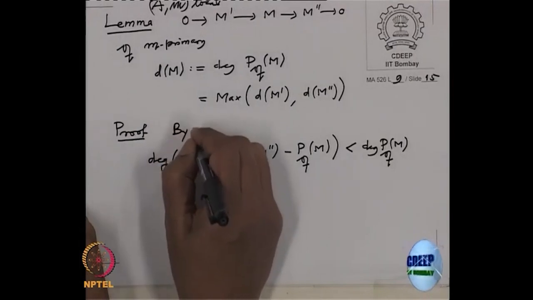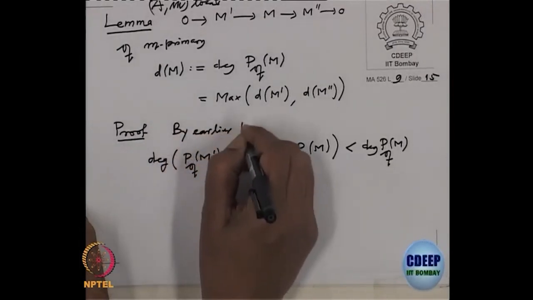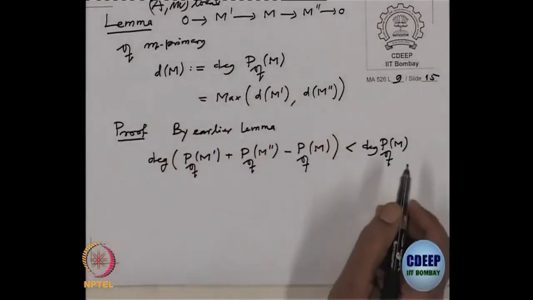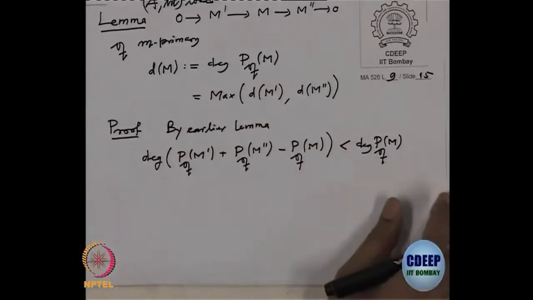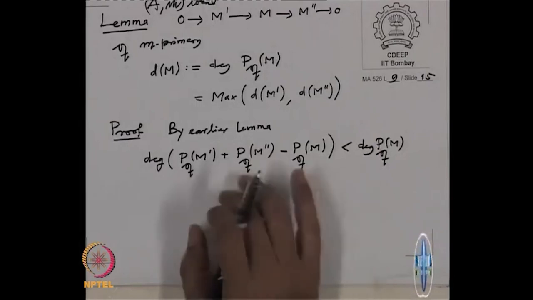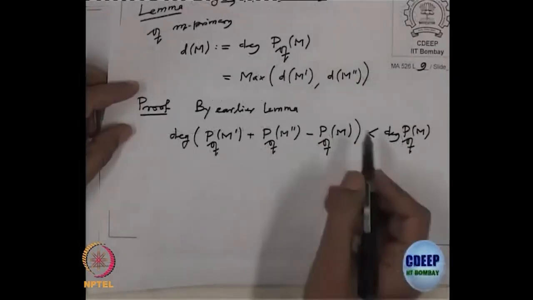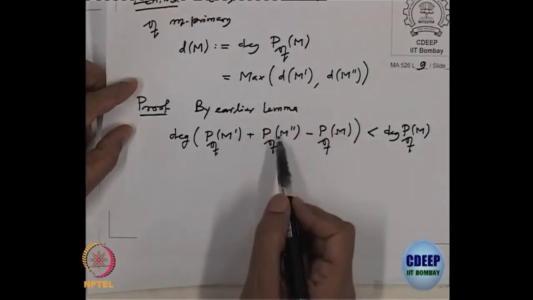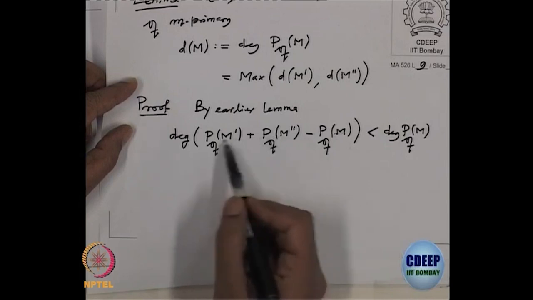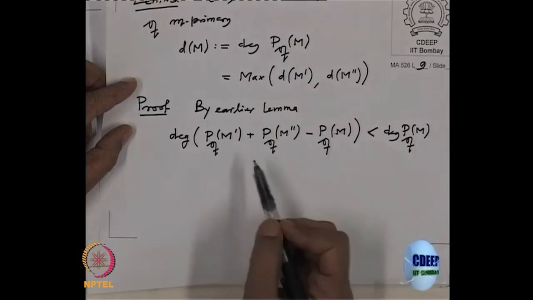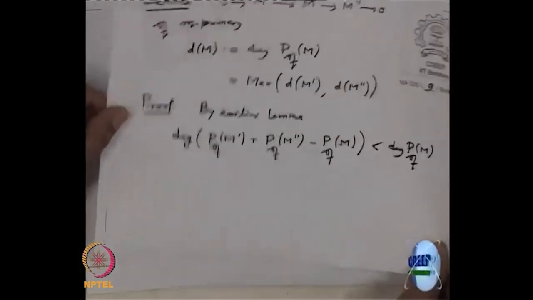By the earlier lemma, the assertion is clear, because the degree will be the maximum of one of them, otherwise this will not get cancelled. See, if the degree is not the maximum, then the leading term is getting cancelled. So, either one or both will contribute, and in either case it is the maximum.